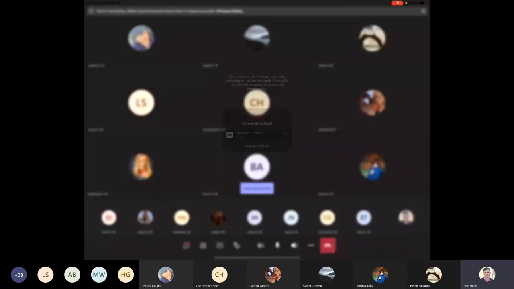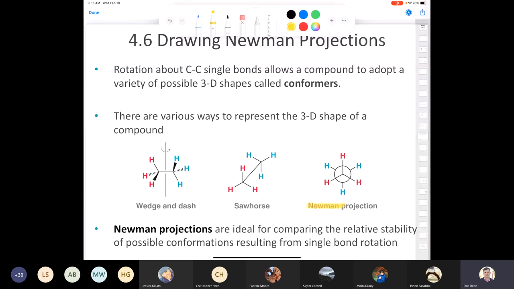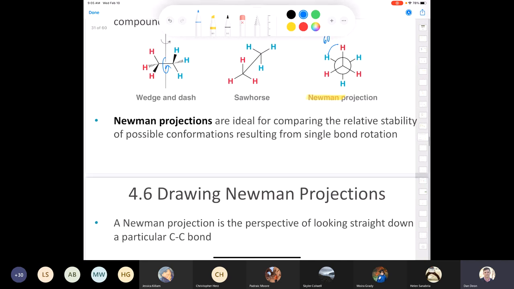All right, so let's go back to my slides. Can you guys see my slides again? Section 4.6? Yep. All right, good. So yes, again, the Newman projections are really good for assessing relative stability of conformations resulting from the rotation around a single bond. So what I was doing is just spinning this bond here, and showing it to you like that. And again, this angle here is 60 degrees in the staggered conformation, and we call that a dihedral angle.